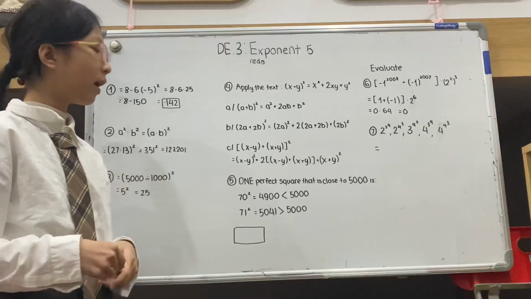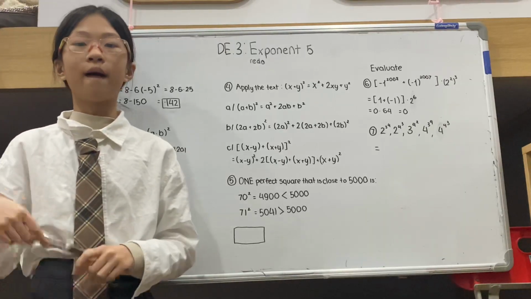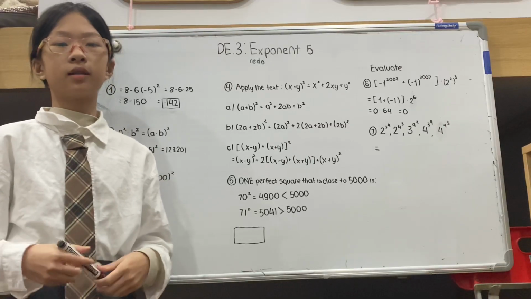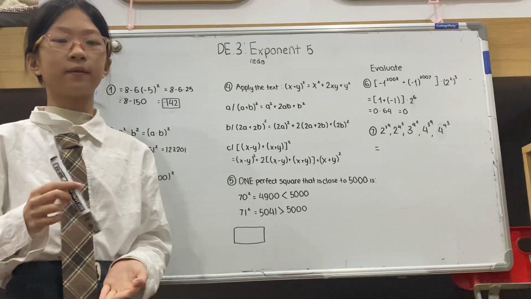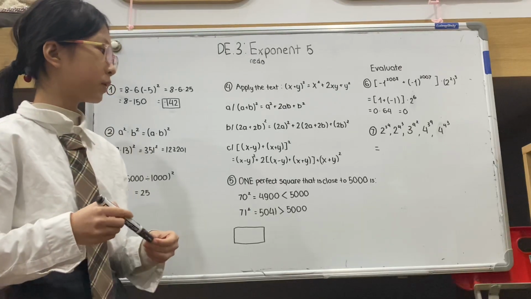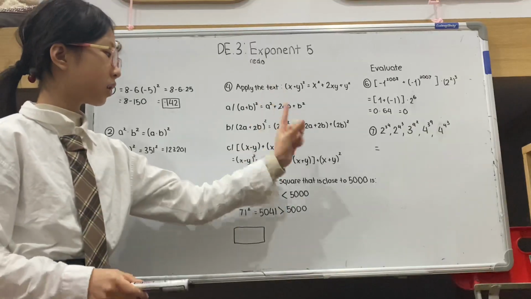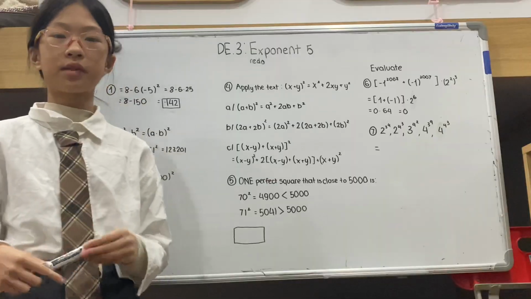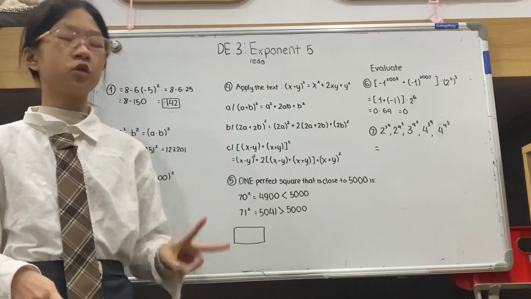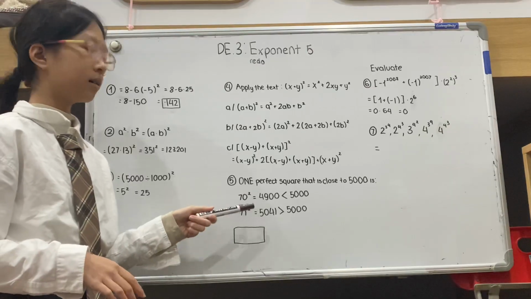Now in question 5. One perfect square that is close to 5,000. There are a lot of perfect squares, but I want to find the one that is the closest to 5,000. So right now I have 2 options. The first option is 70 square.